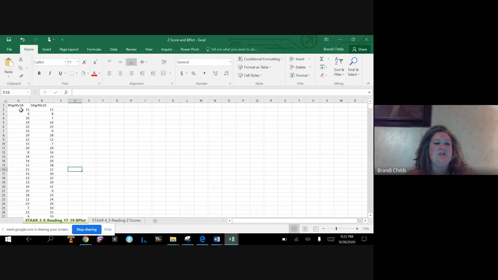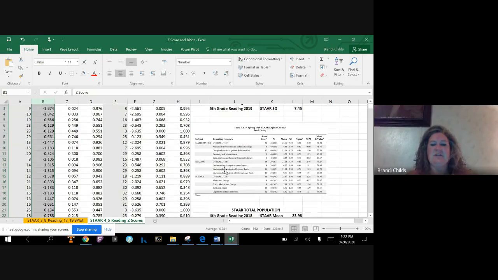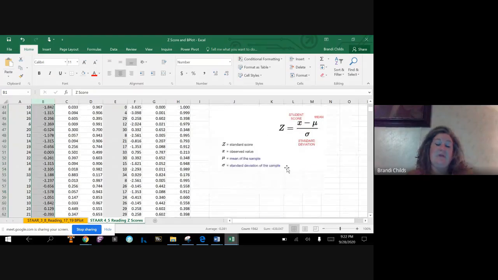To do that, I took our data from last week, and you'll see that right here, and I put it in light gray just to keep it straight to see what we're doing. And then to be able to get this z-score, to get that actual formula, you need to have a little bit of information.